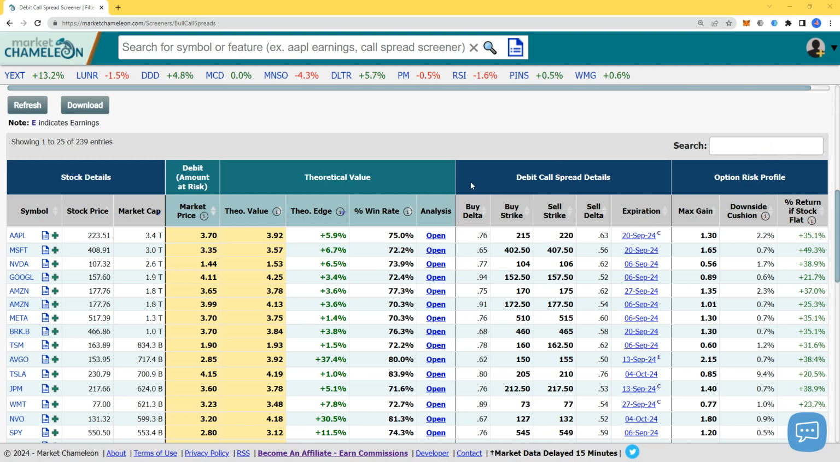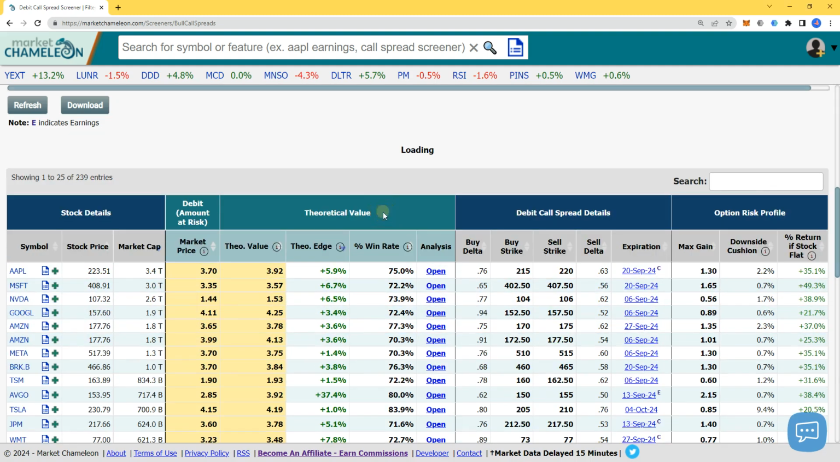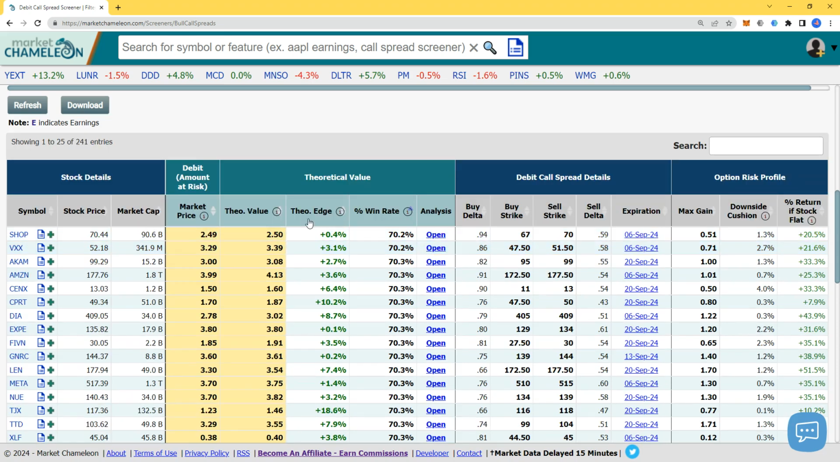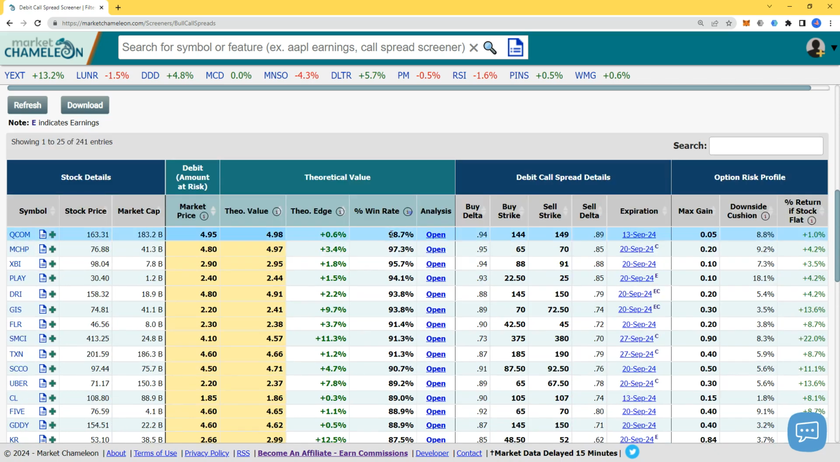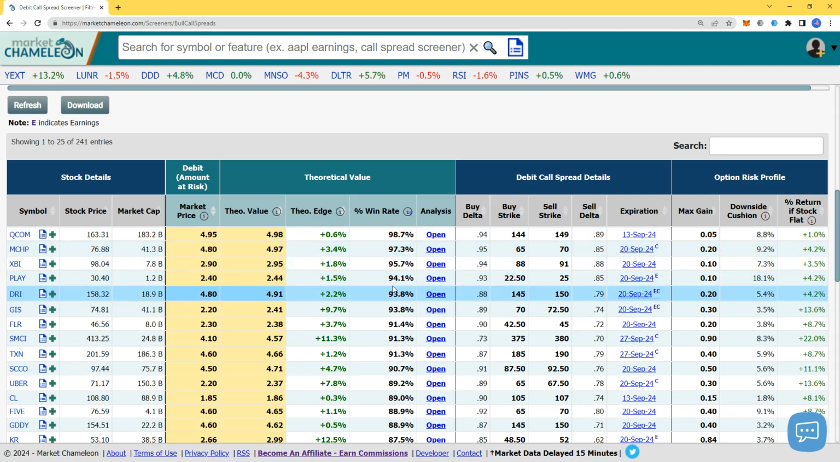So I'm gonna filter this time. I'm gonna filter by win rate, just to see what we see. And again, if you filter by theoretical edge, that means that you pay less for that debit compared to history. So if you click twice on win rate, just to see what we see. It found you. You see here 98%, 97, 95.